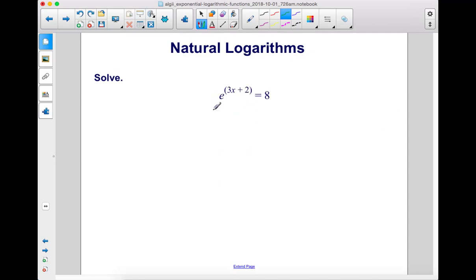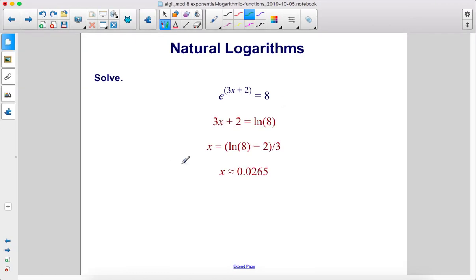Solve. e to the 3x plus 2 equals 8. First, we'll take the natural log of both sides, getting rid of that e, leaving us with 3x plus 2 on the left and the natural log of 8 on the right. Then you just put this in your calculator, the natural log of 8 minus 2 divided by 3, and we get that x equals approximately 0.0265.